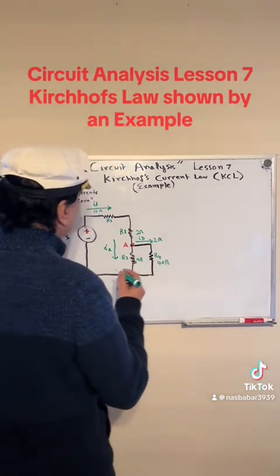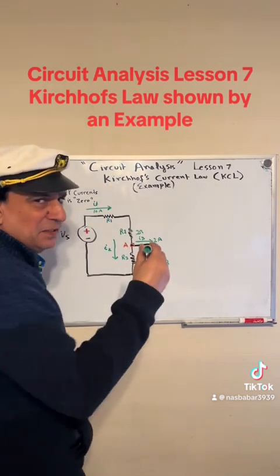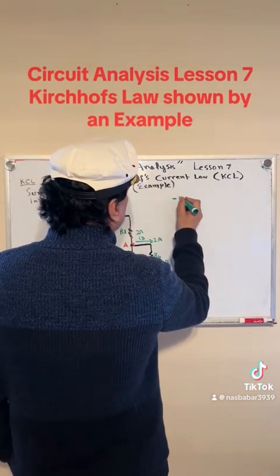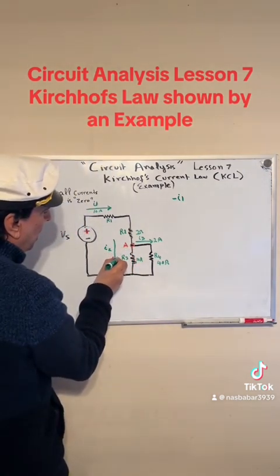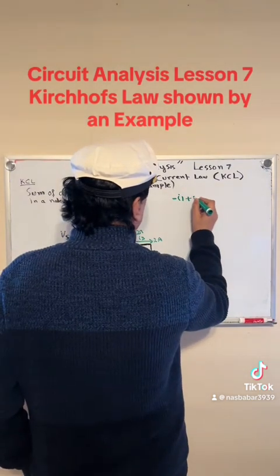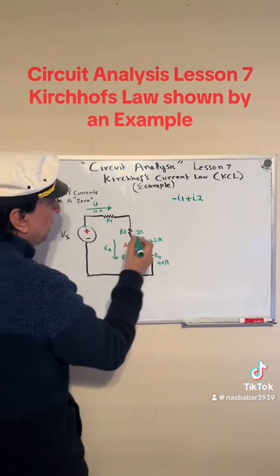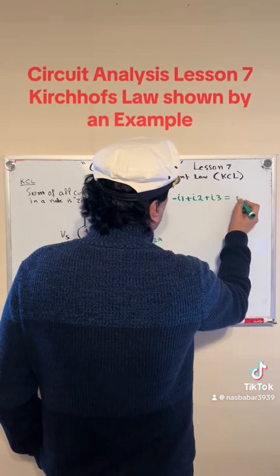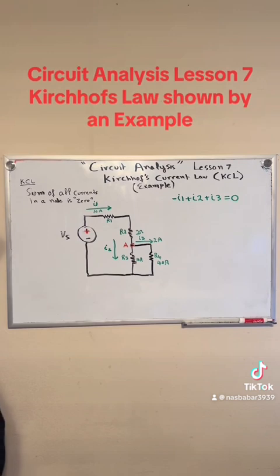If I write the equation, I know I1 is going towards the node. As I explained, if it's going towards the node, it's going to be minus I1. Now, our I2 is leaving the node, so that's going to be plus I2. And this current is also leaving the node, I3. So according to Kirchhoff's law, the sum of these currents is 0.